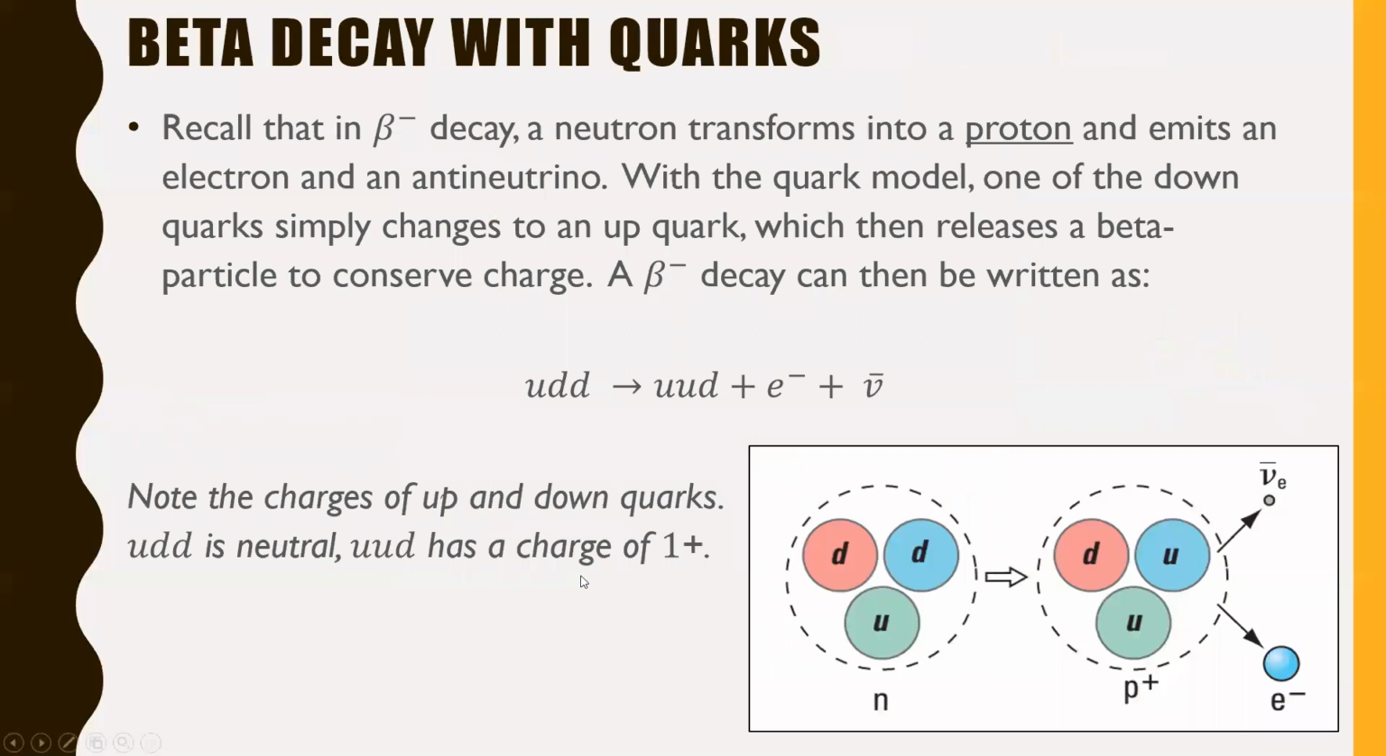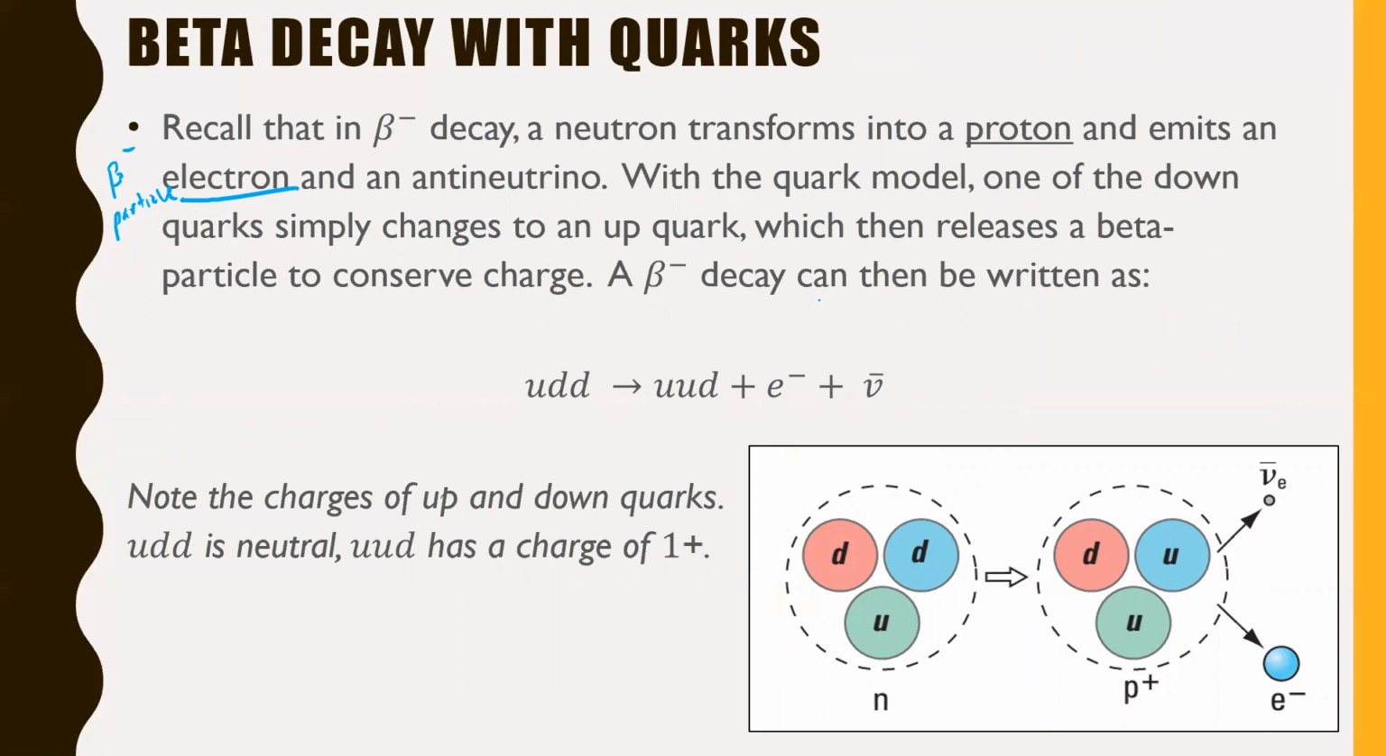Now, beta decay with quarks is another thing we can do with this. Recall that in beta negative decay, a neutron transforms into a proton and emits an electron and an antineutrino. An electron, of course, in beta negative decay, they call that a beta negative particle, right? Same thing as an electron. And an antineutrino. Now, with the quark model, one of the down quarks simply changes to an up quark, which then releases a beta particle to conserve charge.